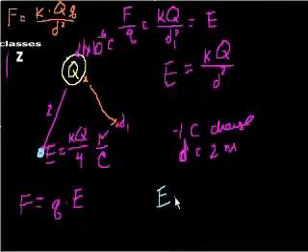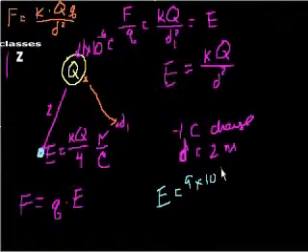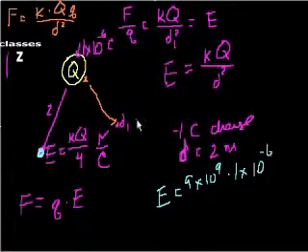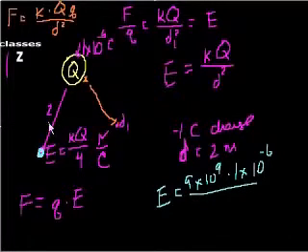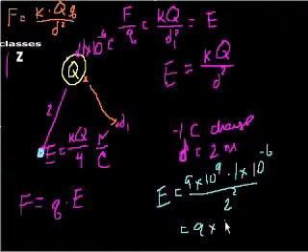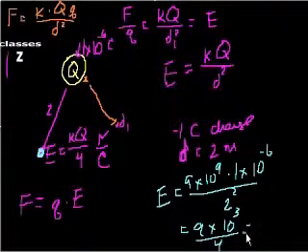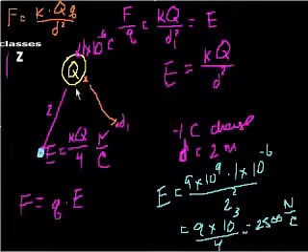Well, the electric field at that point is going to be equal to Coulomb's constant, which is 9 times 10 to the ninth, times the charge generating the field, 1 times 10 to the minus 6 coulombs. And then we are 2 meters away, so 2 squared. So that equals, let's see, 9 times 10 to the third divided by 4. So what is that? 2.5 times 10 to the third, or 2,500 newtons per coulomb.